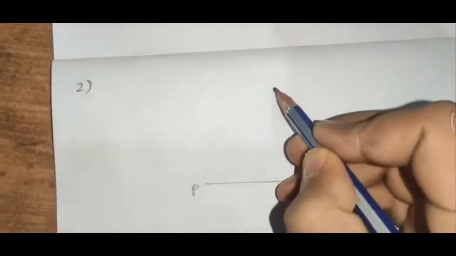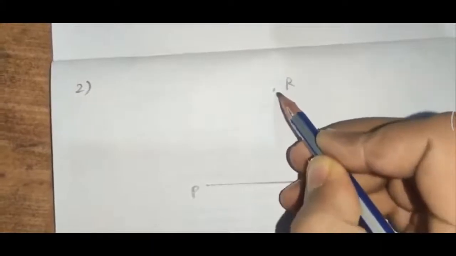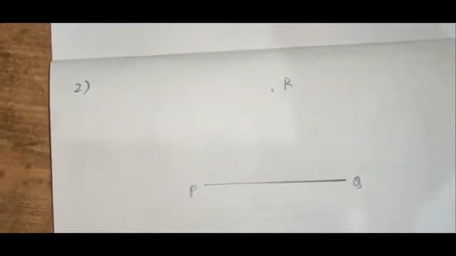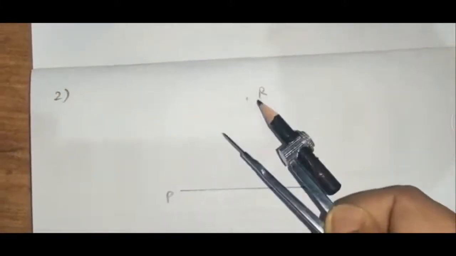Now take a point R not on line PQ. So here we will take a point R which is not on the line. In the first question we have taken it on the line. Now it is not on the line. Now here we have taken R. Now from this R you are required to draw a perpendicular to PQ using set squares.